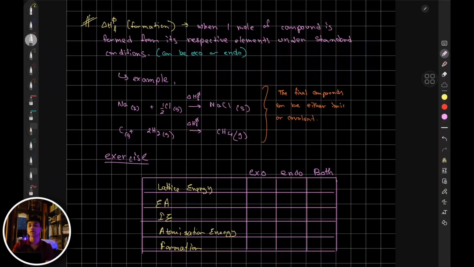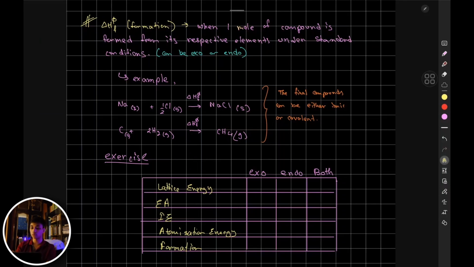Let's say sodium, you're forming sodium chloride. Sodium should be in solid state and chlorine should be in gaseous state. And that should allow you to form 1 mole of the compound. It can be any compound. All right. So you're reacting the elements and forming 1 mole of compound.